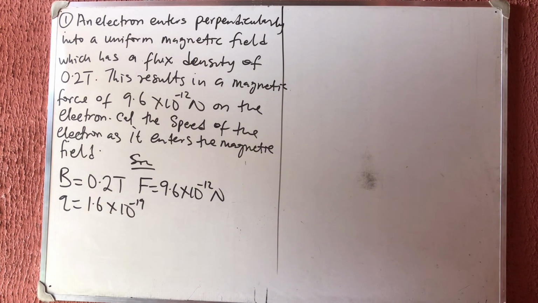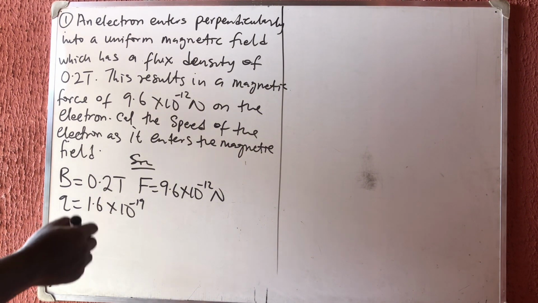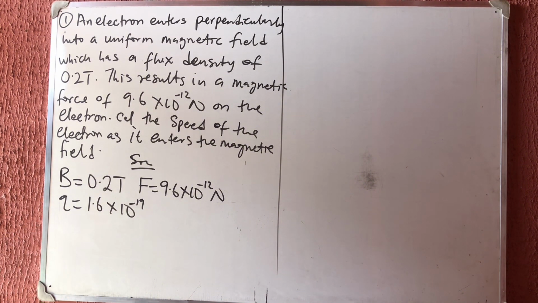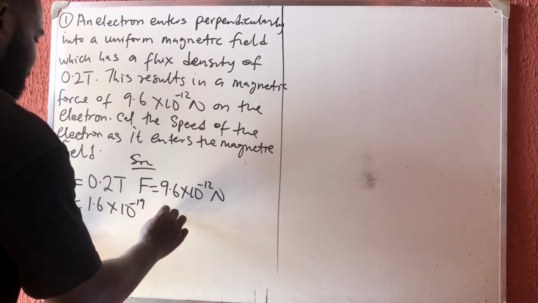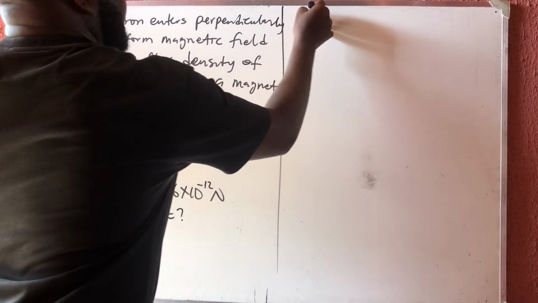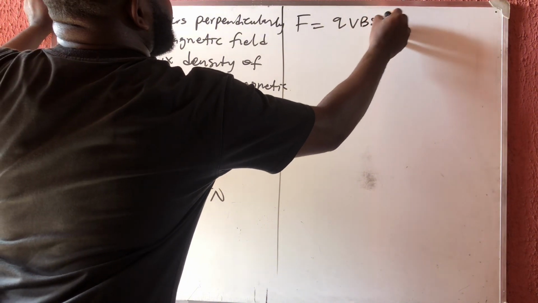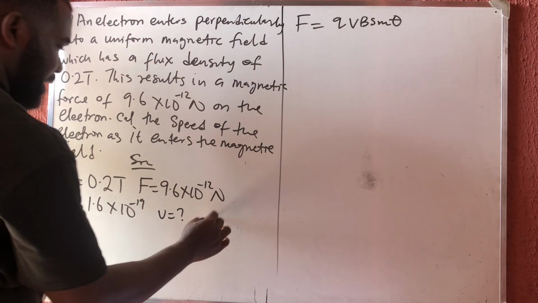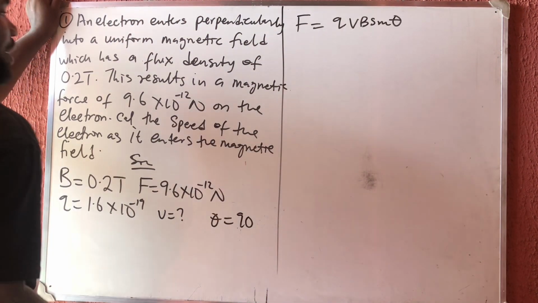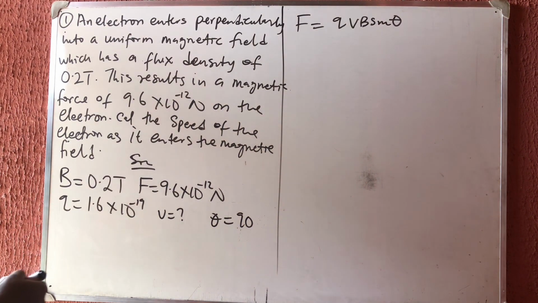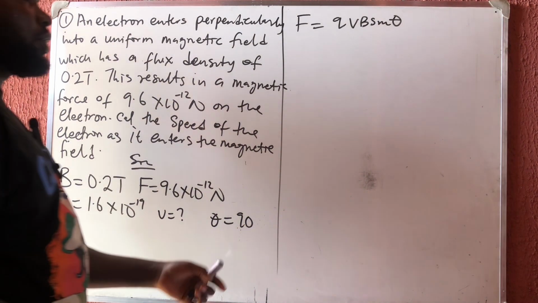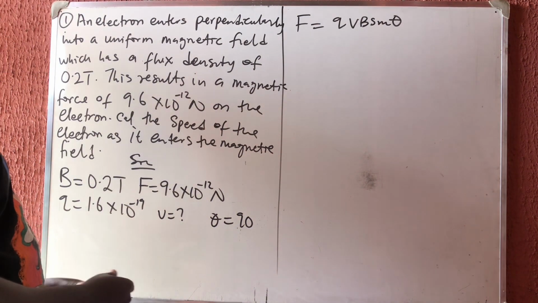Okay, so if we have that this is the charge, then what formula do you use now? They say we should calculate V. Our V is unknown, but I know that my F is equal to QVB sine theta. My theta is 90, so I'm going to get the maximum force here. Don't forget that if it is perpendicular, your angle is 90, then you're going to get the maximum force.